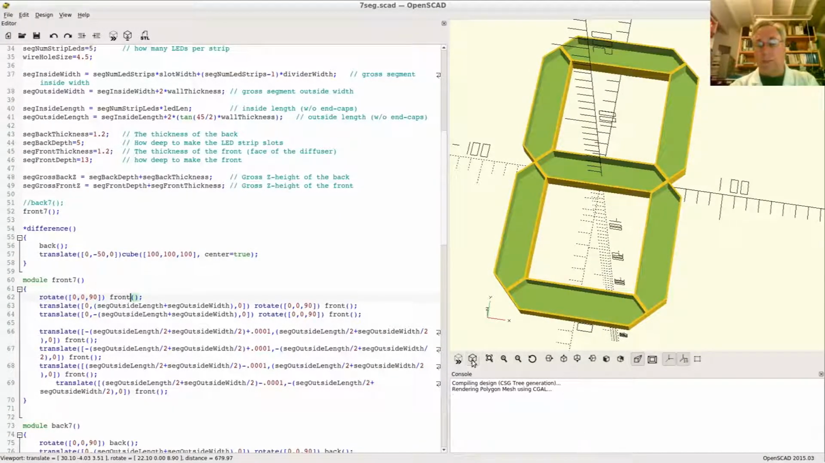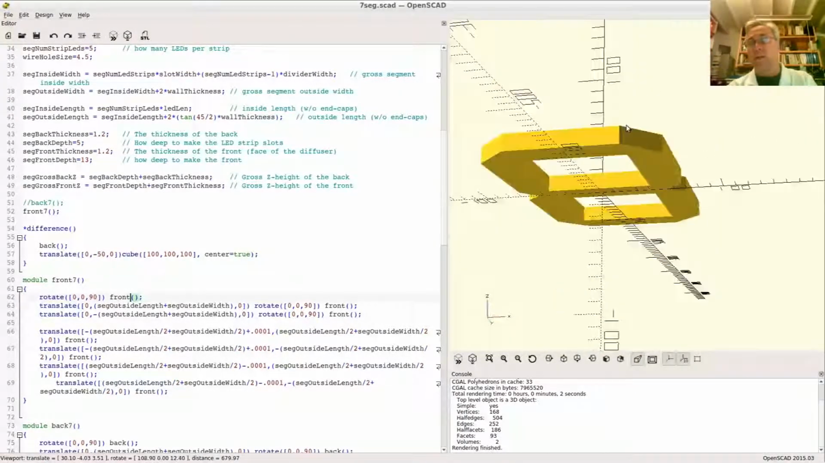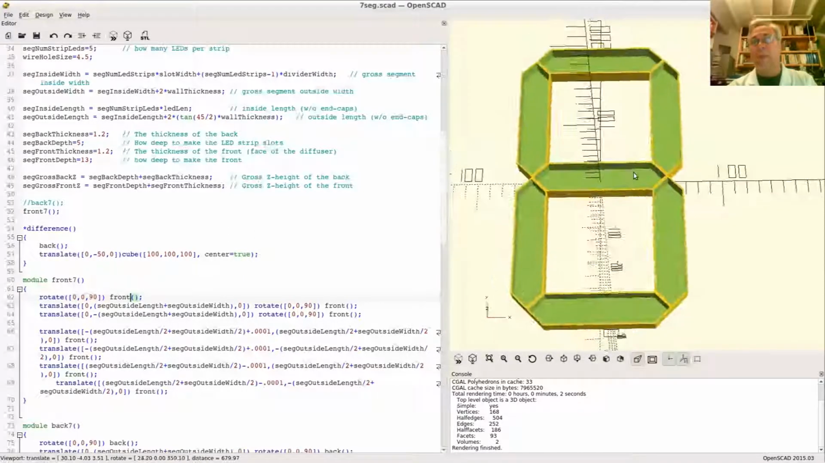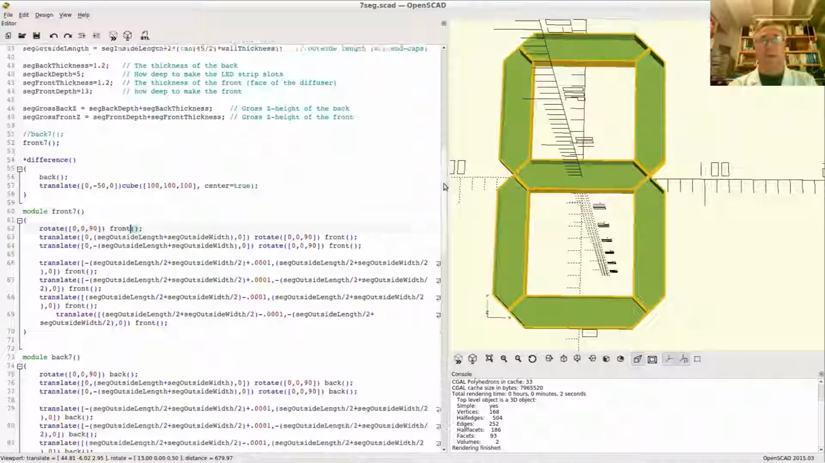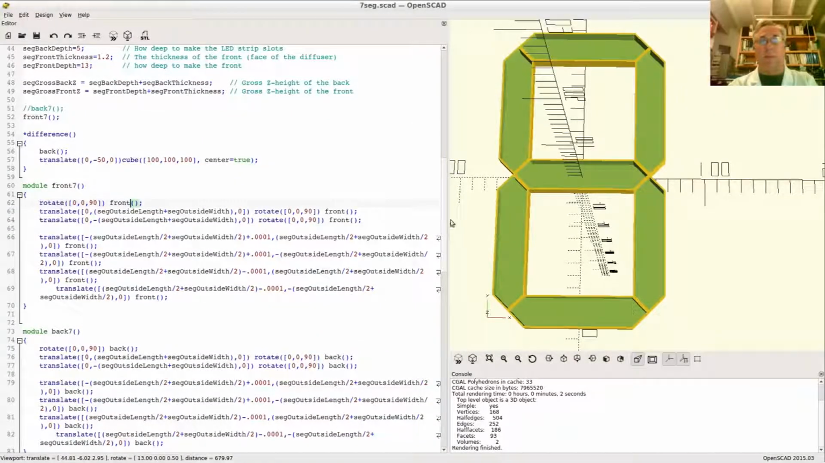Again, let's do a full render. Make sure that we have 2 volumes. That's the volume of the inside of the area and the outside. So there's the front piece and the back piece. Now, when I make mine, I like to slant them, so it looks a little bit cooler, I think, anyway.